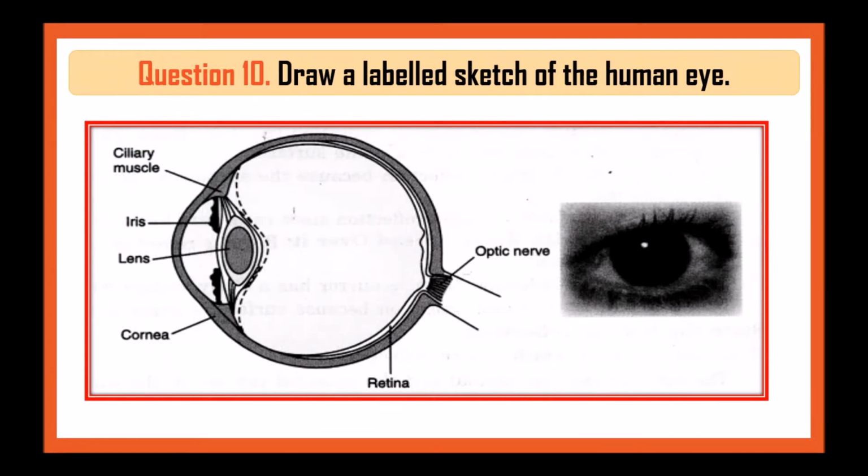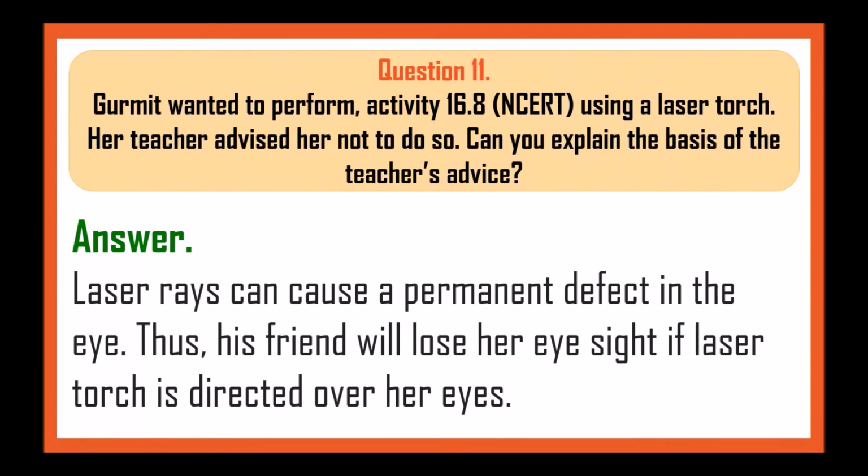Draw a labeled sketch of the human eye. So this is the labeled sketch of the human eye. Next, Gurmeet wanted to perform activity using a laser torch. Her teacher advised her not to do so. So how can you explain the basis of the teacher's advice? Laser rays can cause a permanent effect in the eye. Thus, his friend will lose her eyesight if laser torch is directed over her eye.